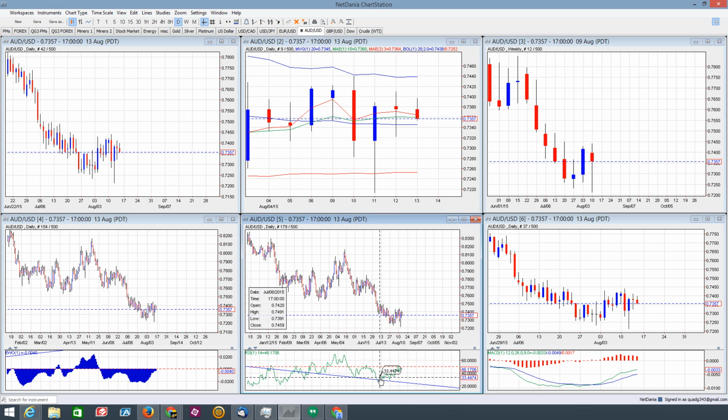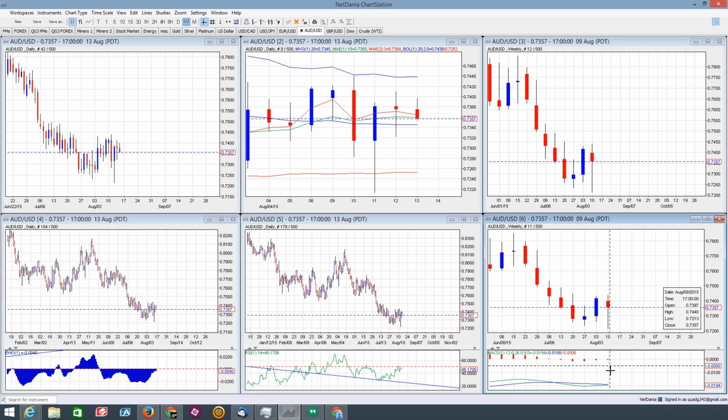RSI, we're just kind of parked right here in the middle of the 40-60 level. It's very neutral. MACD is open to the upside on the daily, but on the weekly we're still slightly open to the downside. So overall, I think there's a chance that we could see some follow through to the upside, though I do think it's going to be limited.